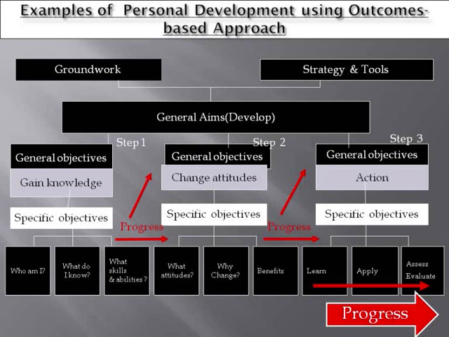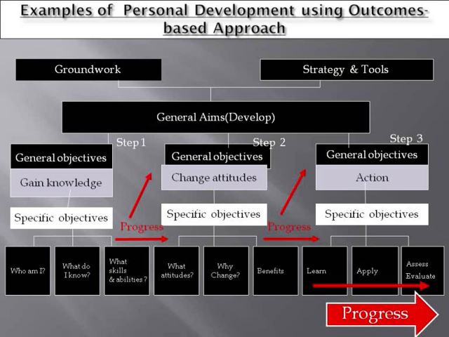And out of this kind of basis, we may move on to having general objectives. For example, I've taken 3 general objectives here. Maybe one objective would be to gain knowledge, another one would be to change attitudes, and a third one would be to take action. So on the specific objectives in gaining knowledge, we may start from asking or gaining knowledge about ourselves. Who am I? And what do I know? And what skills and abilities do I have?